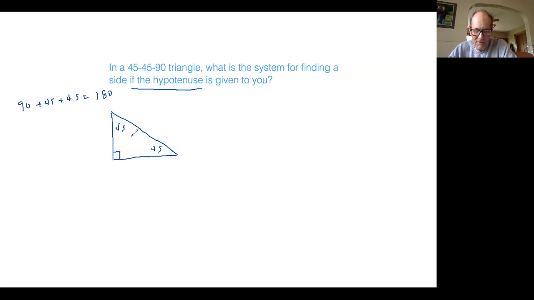But in a 45, 45 degree right triangle, because these two angles are equal, this side equals this side. So instead of A, B, and C, I could just write A, A, and C. And then my Pythagorean theorem, instead of A squared plus B squared equals C squared, will be A squared plus A squared equals C squared, or 2A squared equals C squared.